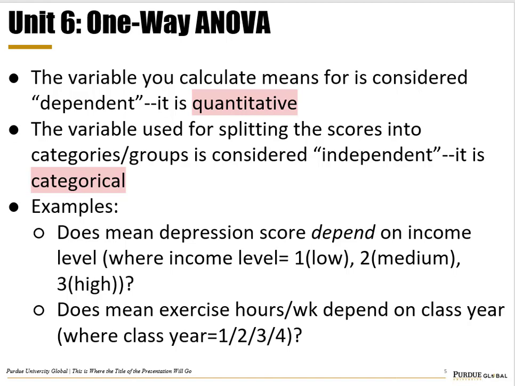So the dependent variable would be quantitative, and it would be IQ scores. And then the independent variable would be categorical, and it would be year in school, whether you're a freshman, sophomore, junior, senior. You could do the same thing and look at yearly salaries for people who are registered to vote Republican, Democrat, Independent, Green Party, or whatever else there might be, right? So that's 5 different categories.